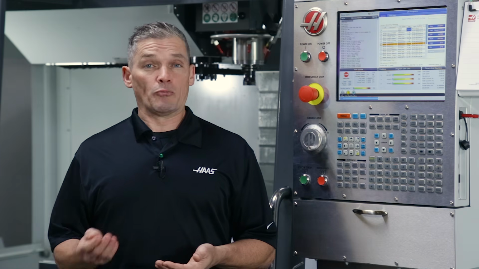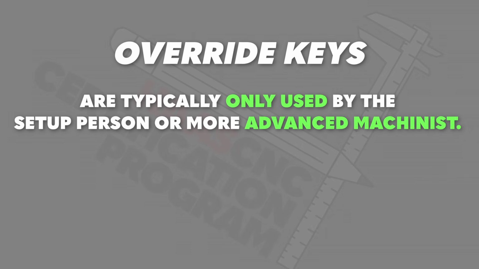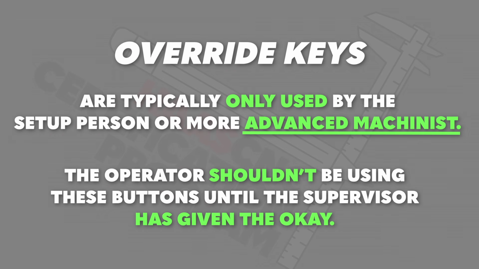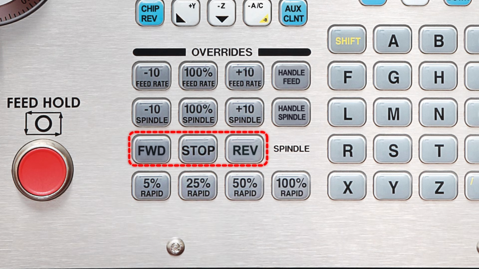But you need to know what you're doing or you could end up damaging the part you're machining, the cutting tool, or even the machine itself. That's why these override keys are typically only used by the setup person or more advanced machinists. The operator shouldn't be using these buttons until the supervisor has given the OK. You can also change the direction of the spindle rotation and stop the spindle with these keys. These also shouldn't be used until your supervisor has explained when you should be using them.